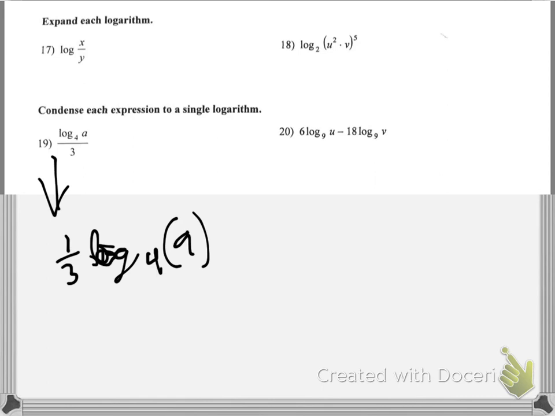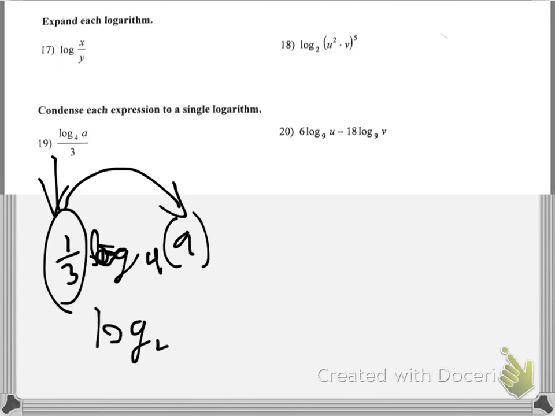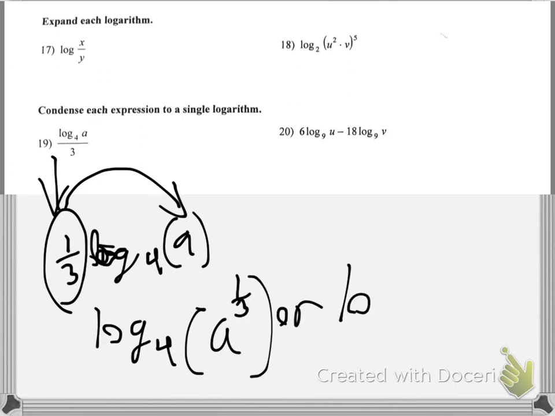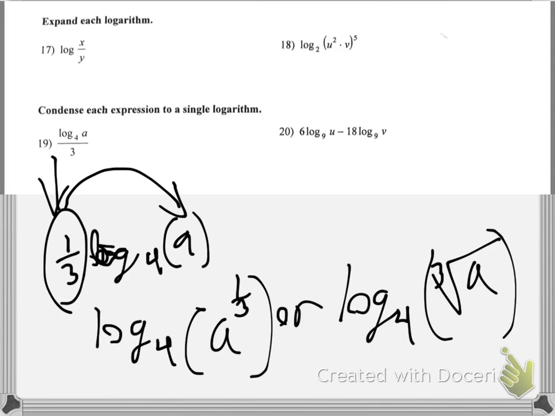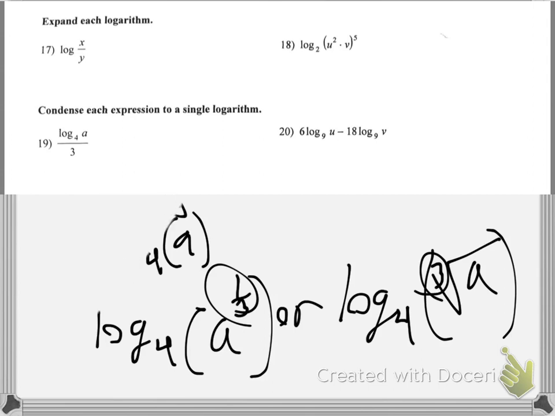But also, if I want to make it all become part of the logarithm, I'm going to put that 1/3 inside as an exponent. So this is log base 4 of a to the 1/3 power. Or you might remember a to the 1/3 power is log base 4 of the cube root or the 3 root of a, just so you know. That might also come up because a third root or a third power is the same thing as a 3 root. Okay, and then number 20.